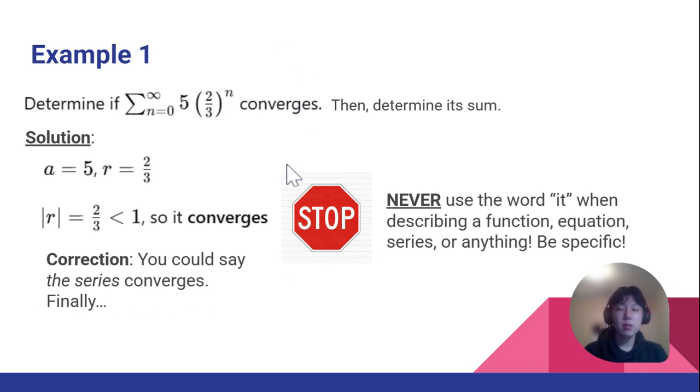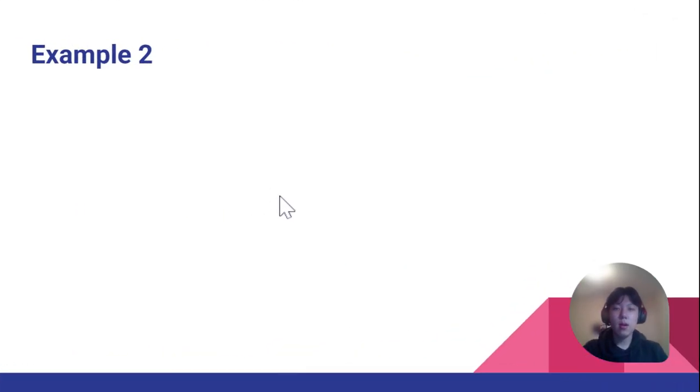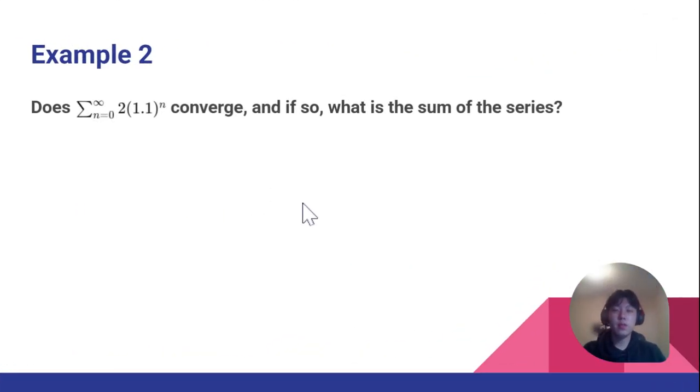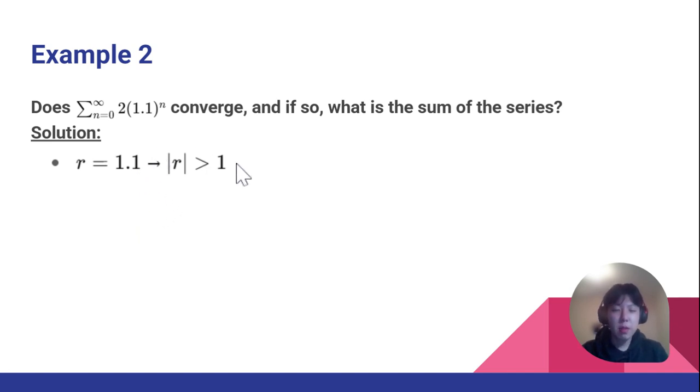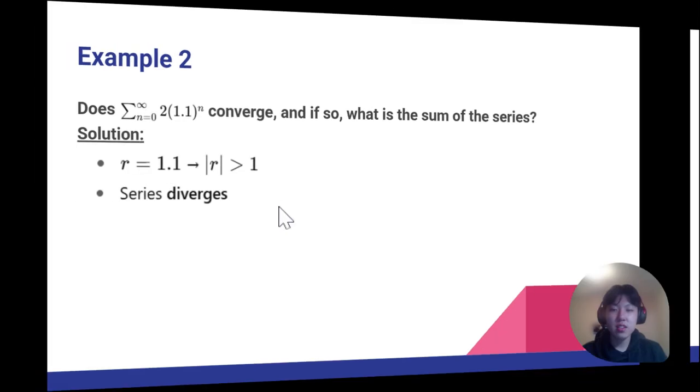So now that we know the series converges, let's find the sum. The sum is a over 1 minus r. Plug in a and r, and you get 15. All right, let's do one more example of a geometric series. So does this series converge? And if so, what's the sum? Feel free to pause. So since r is 1.1, we know that r is greater than 1, so therefore the series diverges and does not have a finite sum.